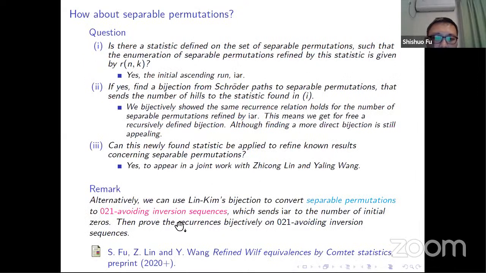And here's another remark. Another model, which I briefly mentioned several slides ago, the 0 to 1 avoiding inversion sequences, can also be refined to give this triangular array. And the refinement is also very natural. The statistic corresponding to IAR, in this case, will be the number of initial zeros. So you have your inversion sequences. Just count how many zeros you have at the beginning. That will give you the K. Okay. So this result will appear. Actually, this paper is already accepted. It will appear soon.